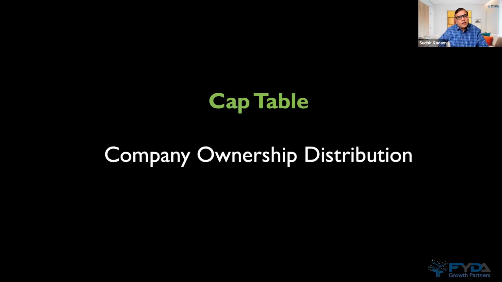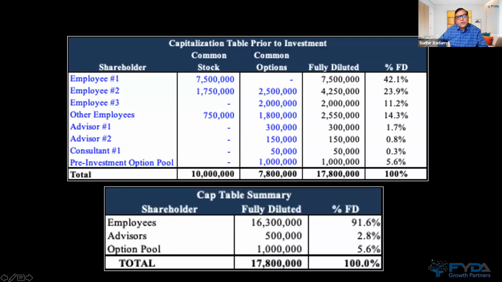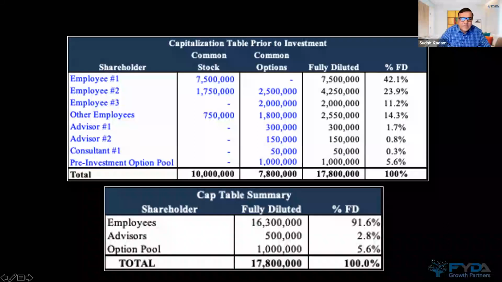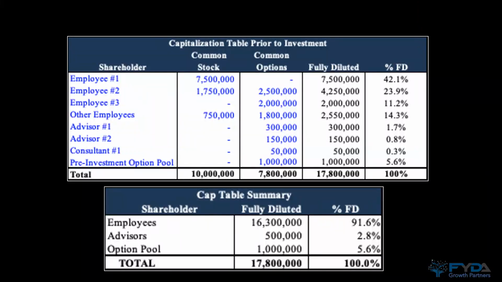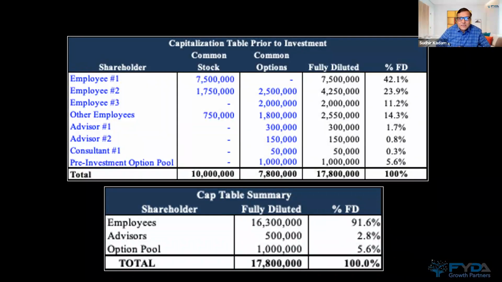Now, I will take a look at a real cap table over here. If you look at this capitalization table, stare at it nicely. There are 3 employees, employee number 1, 2, 3. These are 3 founders. Some of them are holding stock, some of them are holding stock plus options, some of them are holding only options. And I'll explain to you why that happens. And then you see there are other employees, there are advisors, there are consultants, and there is also the option pool. So all this gets captured into what we call the cap table.